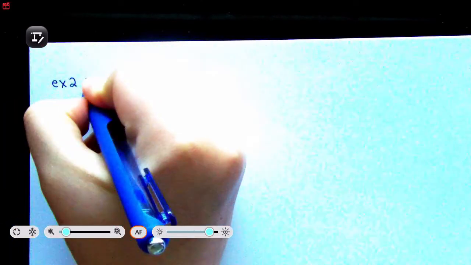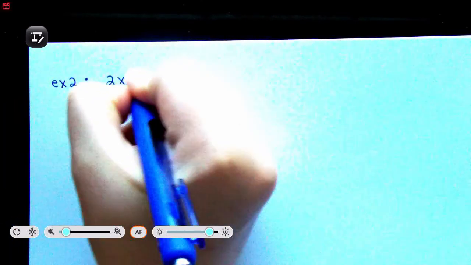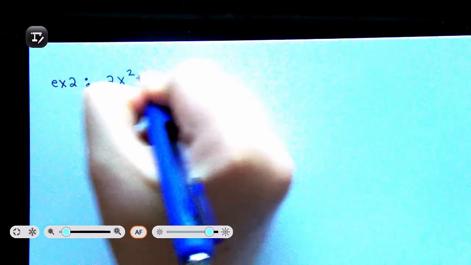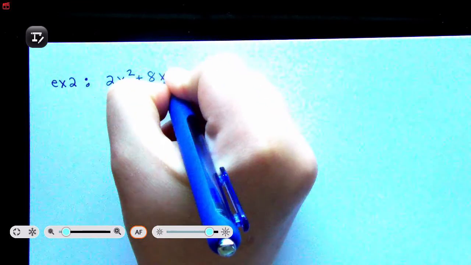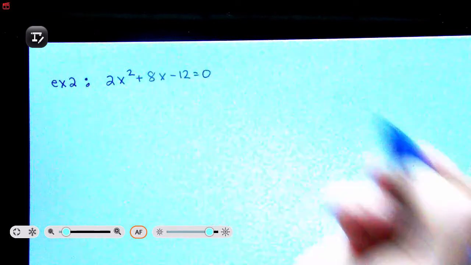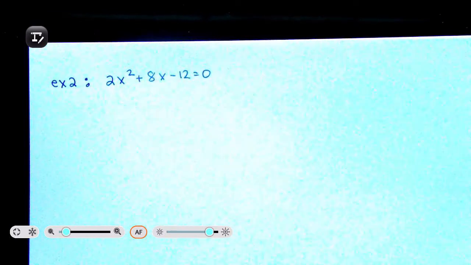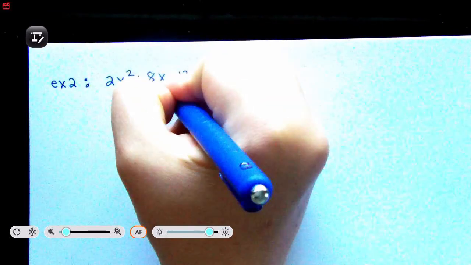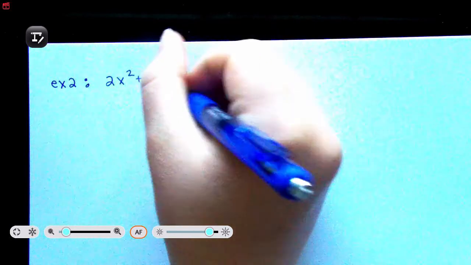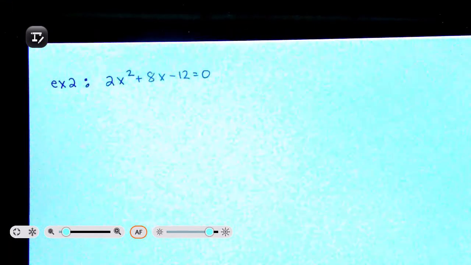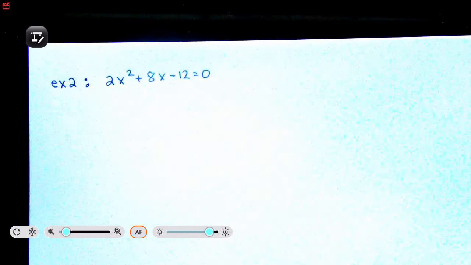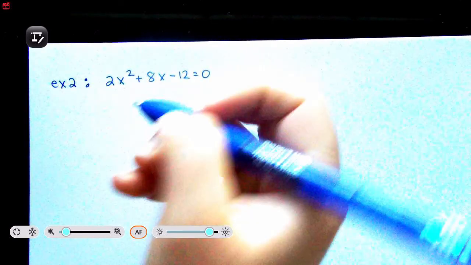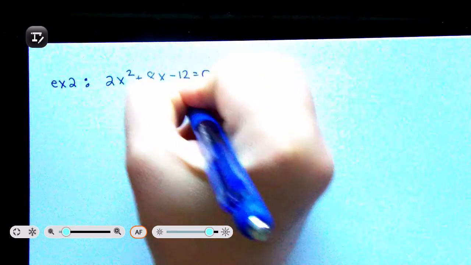we have 2x squared plus 8x minus 12 is equal to 0. Again, we are solving this using completing the square. Step number 1 is move everything over, but you must have a leading coefficient of 1. Doing this step doesn't matter if you do it after step number 1 or before, because all you're going to do is divide. But let's do it. Step number 1 was move everything over.